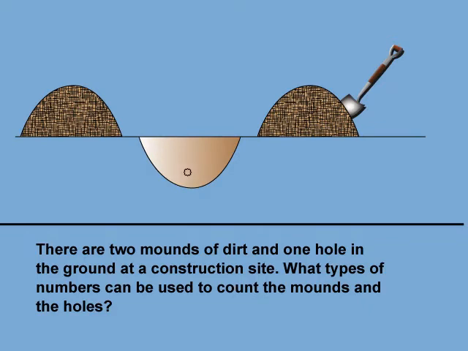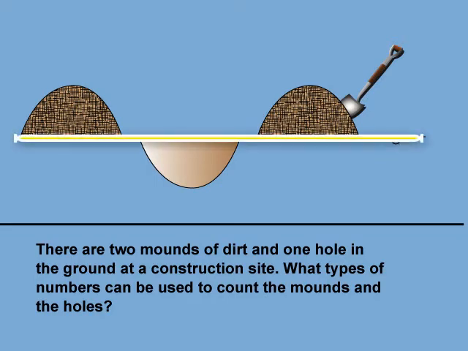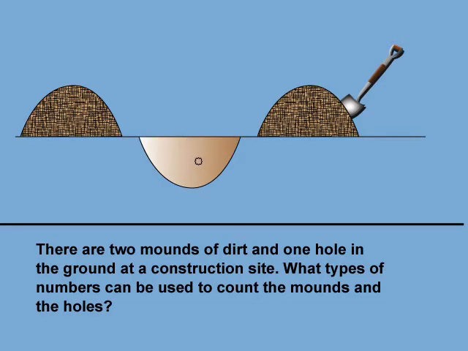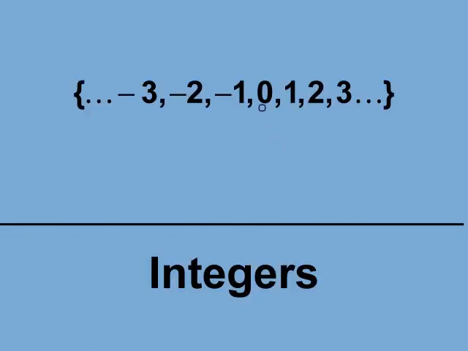Is it 0? No, in fact, it's less than 0. This line indicates the ground is what we would call ground 0. So how do we count the hole? For this, we need a new numbering system, and this gives rise to what we call integers. Integers include the whole numbers 0 and positive numbers 1, 2, 3, etc., but also includes a different class of numbers, negative numbers.